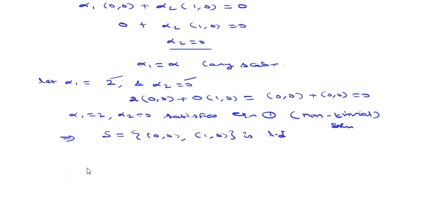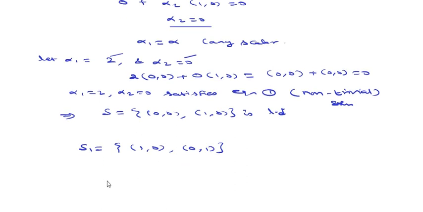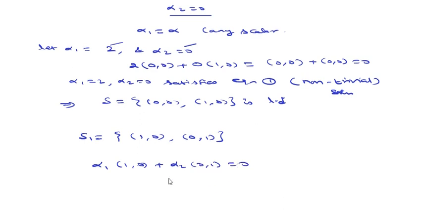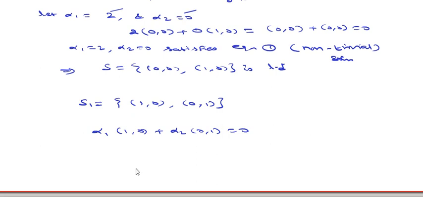Suppose we take the other set, S1, to be {(1, 0), (0, 1)}. We will check whether this set is linearly independent or not. Using the definition of linear independence, alpha 1 into V1, where V1 is (1, 0), plus alpha 2 into V2, where V2 is (0, 1), equal to 0. Let us solve this equation and check whether we get the trivial solution or not.